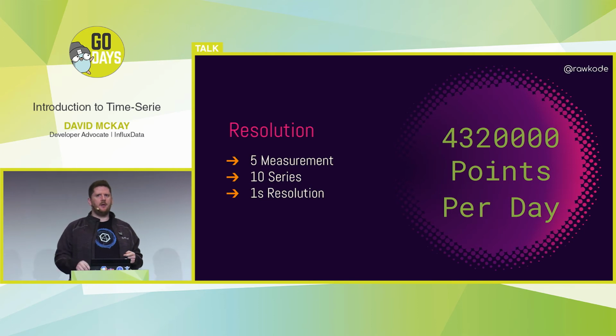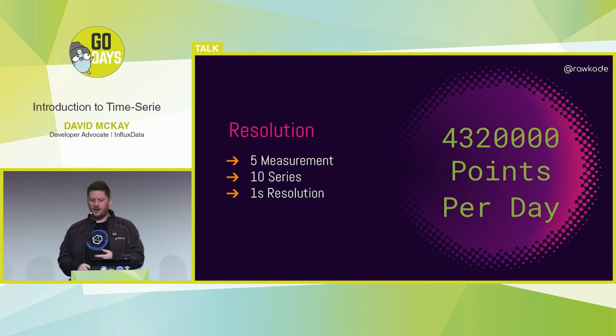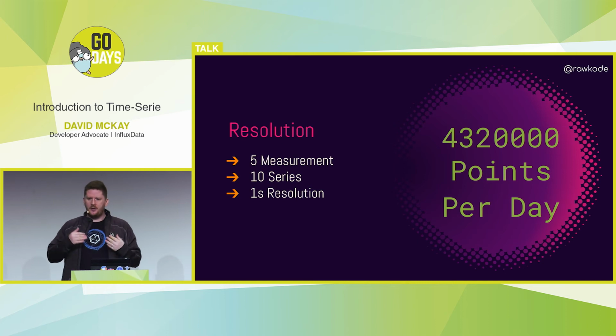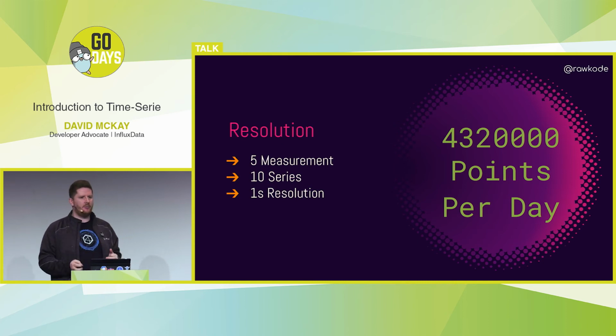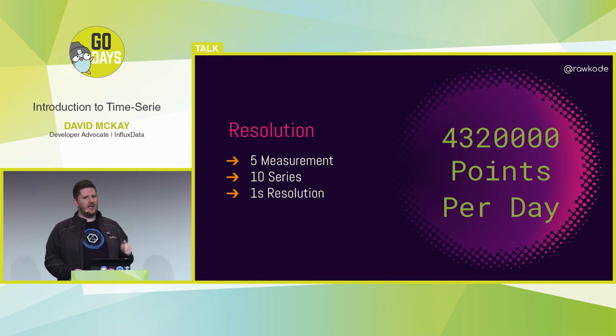OK, so now we're doing full system monitoring. So we've got 5 measurements. That means we're monitoring the CPU, the memory, maybe just some network stats, and so forth. We have 10 machines, which I'm going to say is quite a small number of machines for any modern production infrastructure. At 1-second resolution, right, numbers getting quite big now.